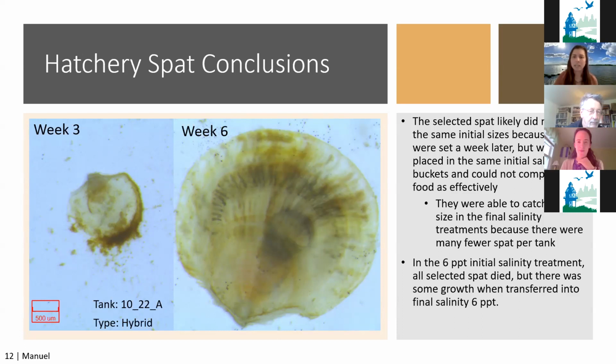Also with the selected type, no spat that were in the initial 6 parts per thousand treatment lived until the end of the experiment, even those spat that went from 6 into 22, for example. However, those that were in higher initial salinities, but then transferred into lower salinities were able to survive. It is unclear why the 2 larval types perform differently, and further work needs to be done to answer why salinity tolerance between the selected and hybrid groups differed, but that was not the takeaway from this experiment.